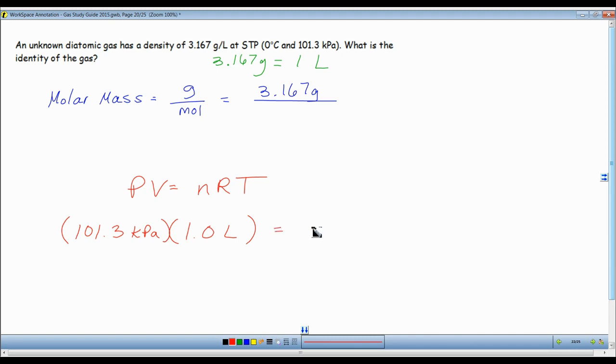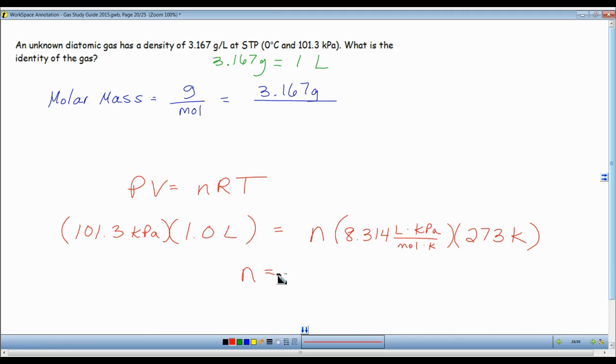PV. n is what I want to solve for. R is my constant, 8.314 liter kilopascal per mole Kelvin. T is my temperature, but it does need to be in Kelvin. So instead of 0 degrees Celsius, I need 273 Kelvin. Boom, moles. Solve this bad boy for moles. Now be careful with your algebra too. I mean, sometimes people have just goofy little algebraic errors, which is obviously why you show all your work.